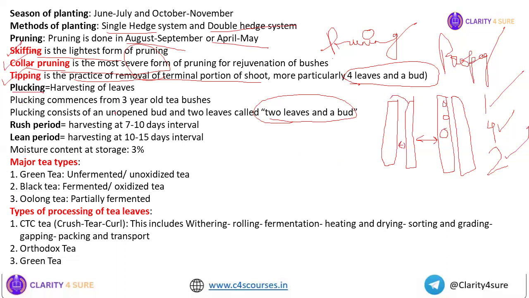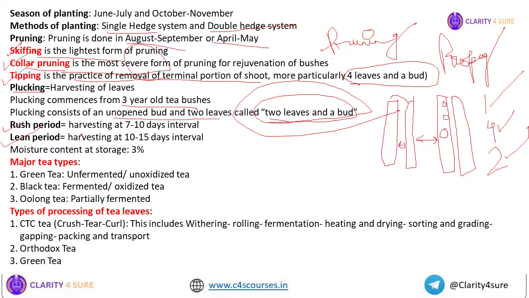And so plucking commences from 3-year-old bushes, and plucking consists of an unopened bud and two leaves, and that is why it is known as two leaves and a bud. Okay. All right. Again, very important points in harvesting are rush period and lean period.